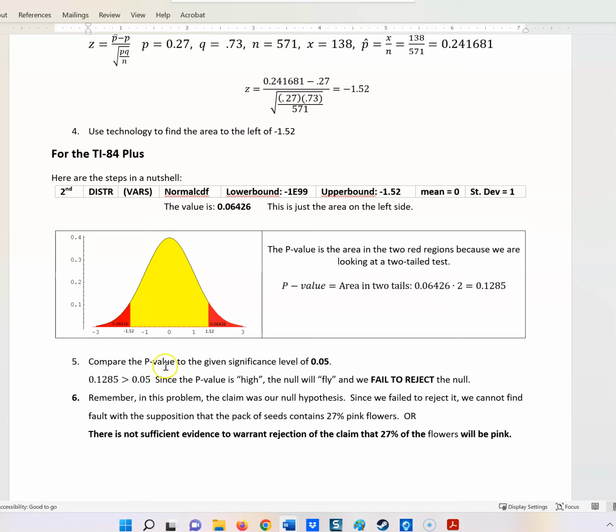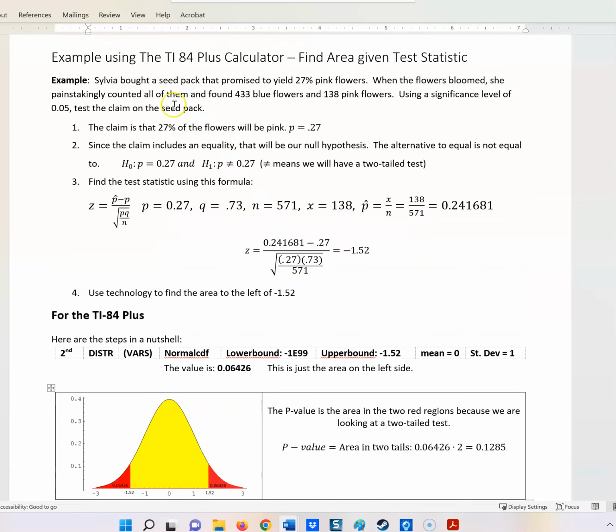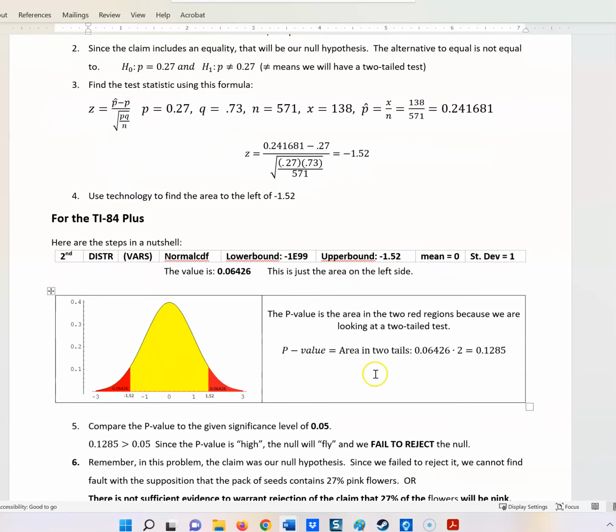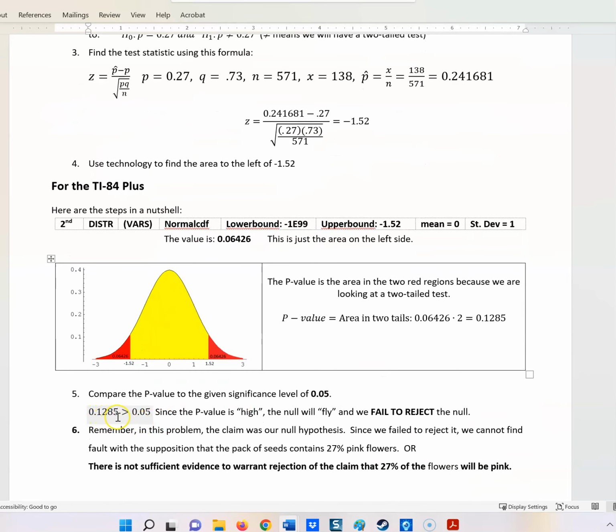Now we want to compare the p-value that we just found to the given significance level, which was 0.05, they told us up here. Well, you can see that 0.1285 is greater than 0.05. The p-value is high. That means the null will fly, and that means we fail to reject it. We think that they were correct.